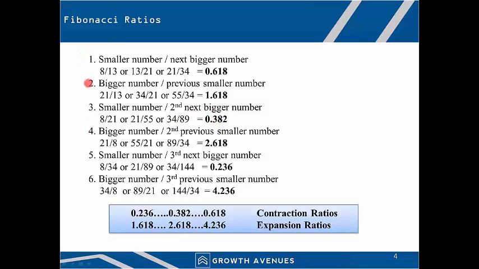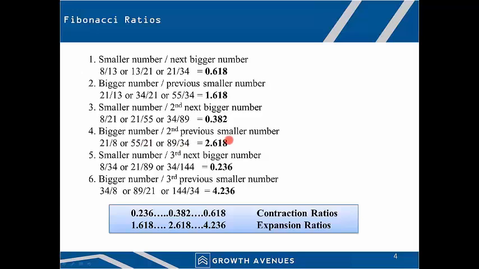So 4 ratios: smaller by next bigger, 0.618. Bigger by one previous smaller number, 1.618. Smaller by second next bigger, 0.382. Bigger by second previous smaller, 2.618. I trust second previous smaller and all won't be confusing. By now you have an idea. That's why there's illustration here, so you know exactly what's going on.